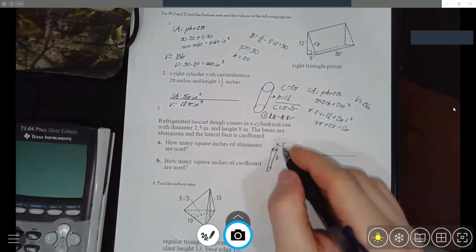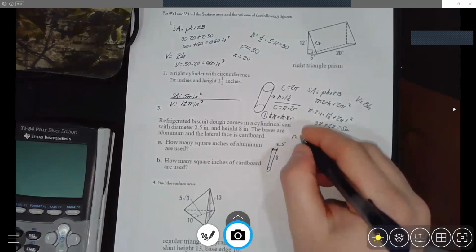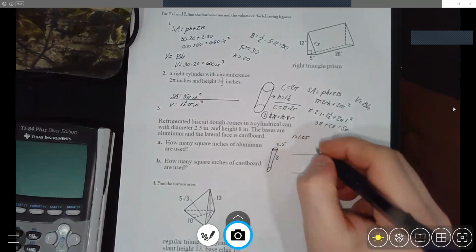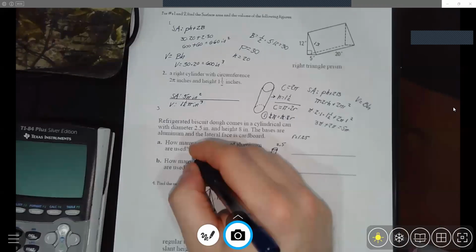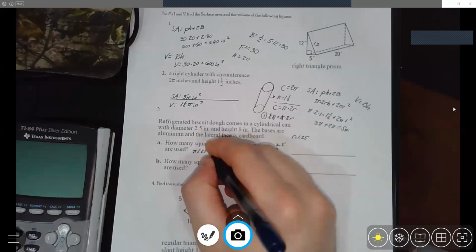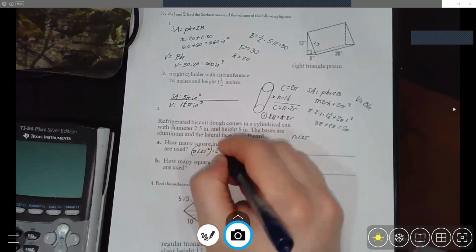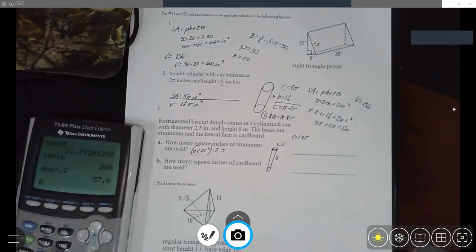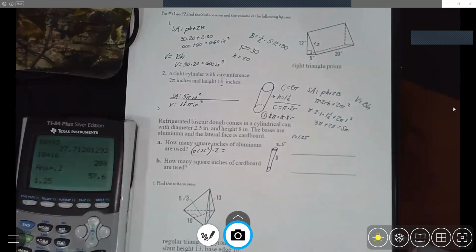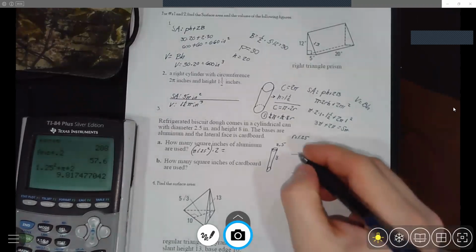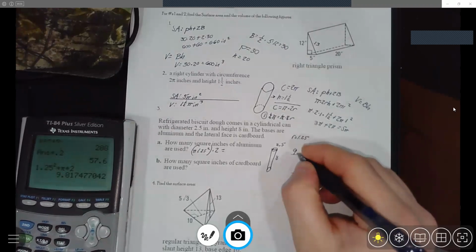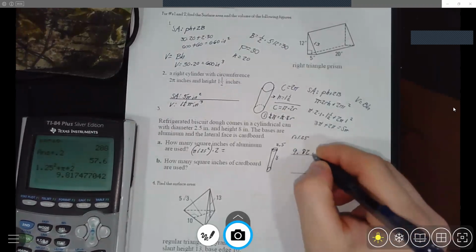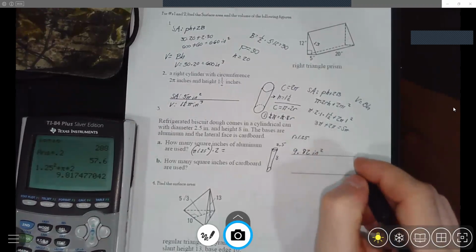So if you have a diameter of 2.5, your radius is 1.25. So we're looking at pi times 1.25 squared, and then we have 2 of these. And so we're looking at 9.82 inches square.